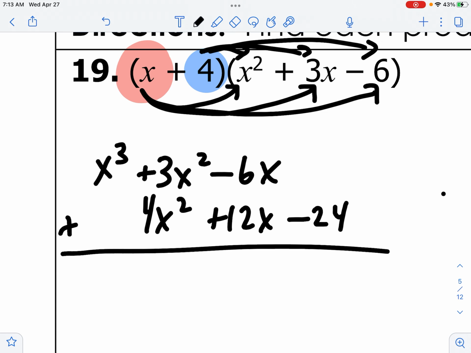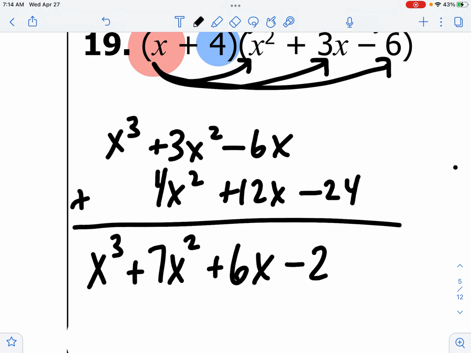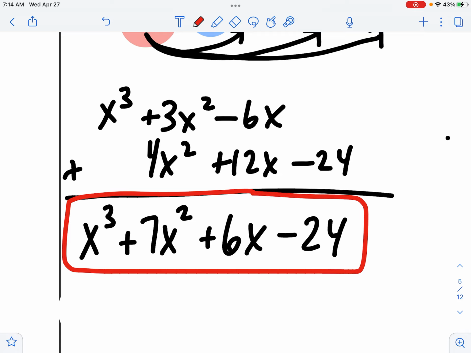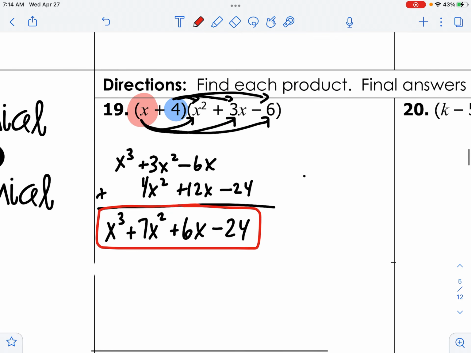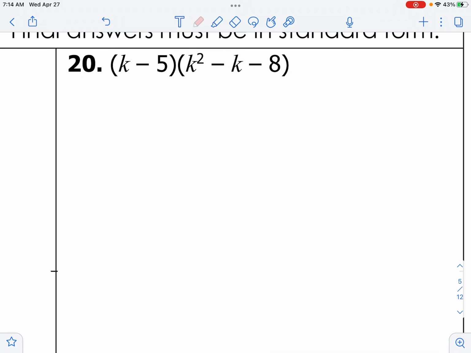Then I'm going to combine my like terms. So x cubed has nothing to be combined with. 3x squared and 4x squared is 7x squared. Negative 6x and 12x is positive 6x, and minus 24. So obviously, the larger the polynomials that we multiply together, the larger the answer for the polynomial that we get. And finally, what if I wanted to use the rectangle for that one?